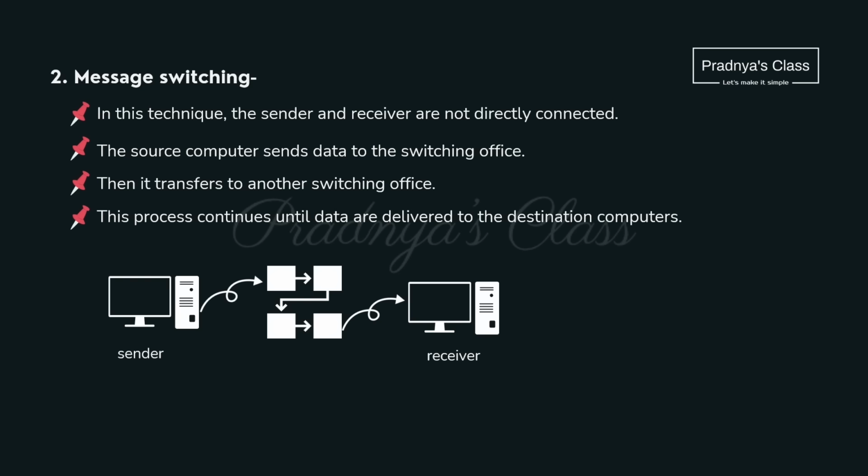Here is the second switching technique, that is message switching. There is no physical connection between sender and receiver. In between we will have the switching office. So from the sender, data will go to the switching office, and then from the switching office it will go to the receiver.